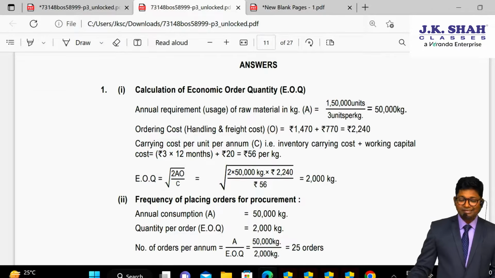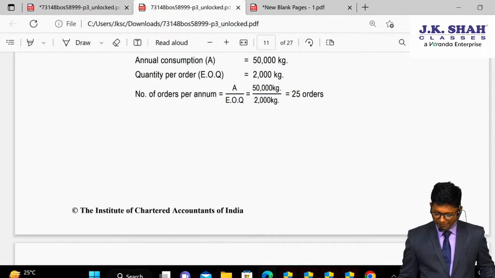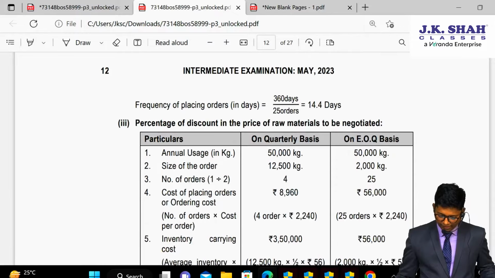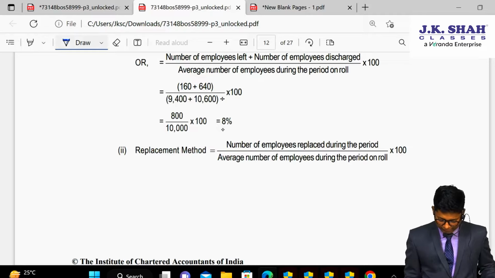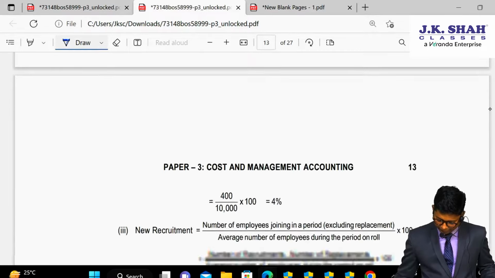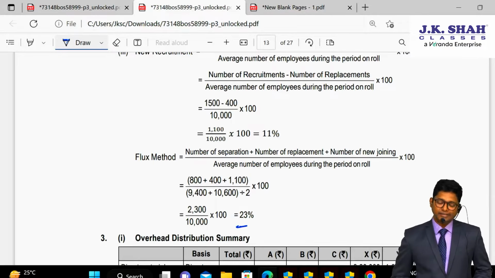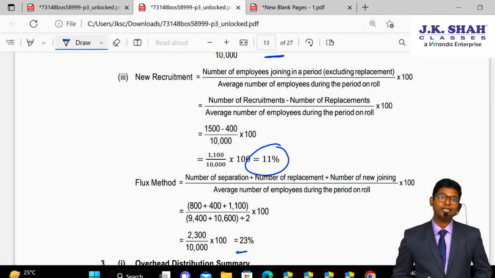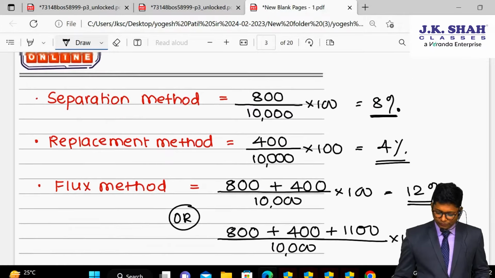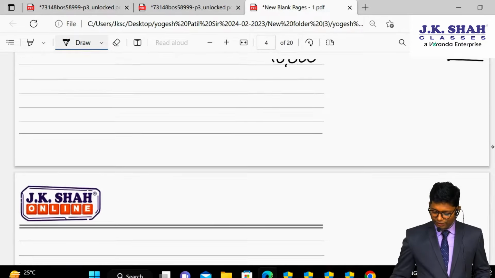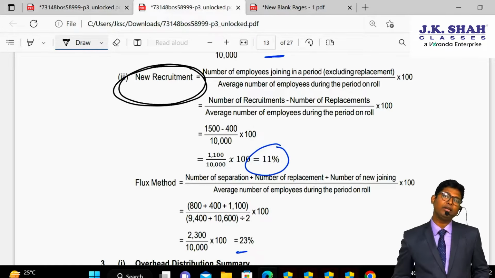Even if you check the suggested solution and suggested answers given in the RTP, everything we solved, the same type of calculation you will see in the RTP suggestions, and they have also computed the rates. First is the separation rate, after that they computed the replacement rate. Now one confusion comes to students' minds when they see this 11% calculation in the suggested answer. Let me give you a simple example for this. If you have computed your flux rate by using all these methods, then these are all the mandatory answers. But if you check the suggestion given by the institute, they have only computed the new recruitment percentage.